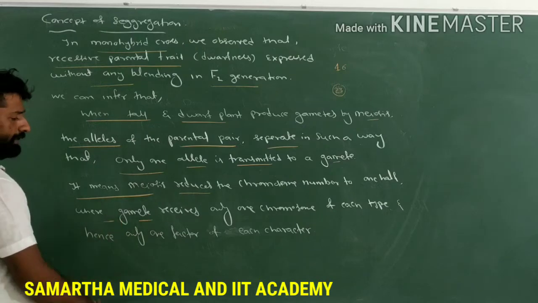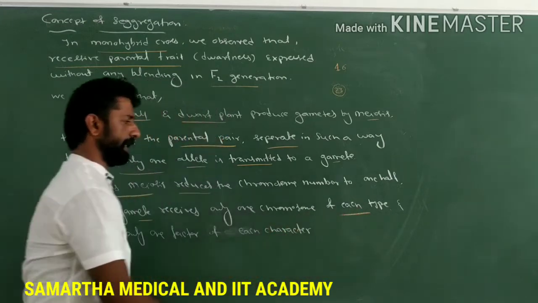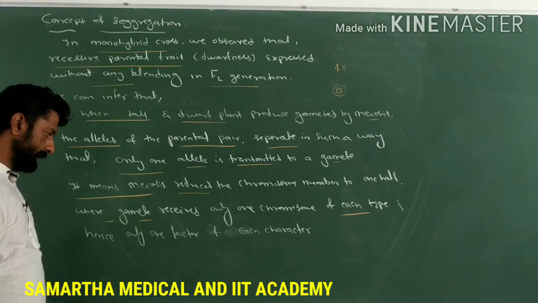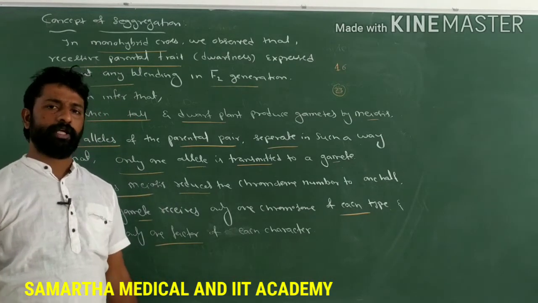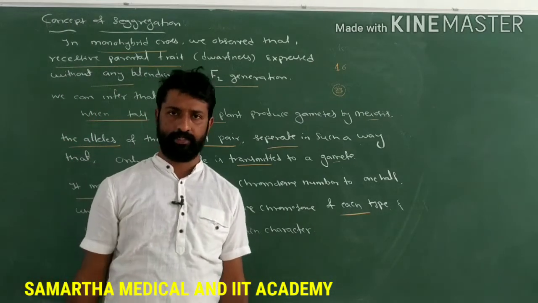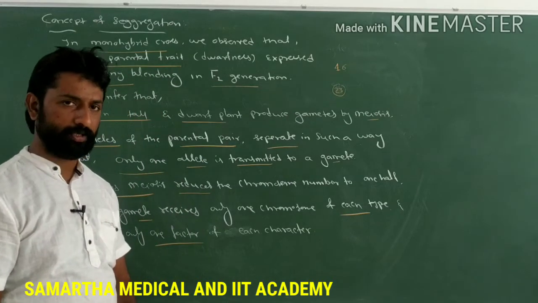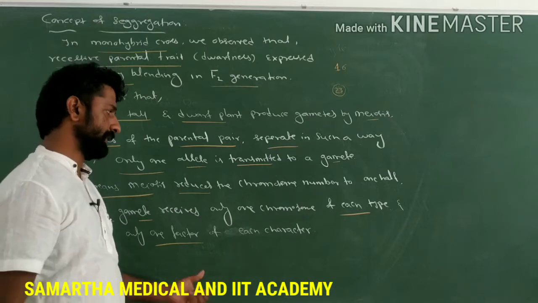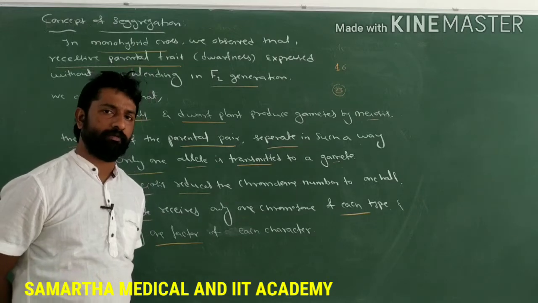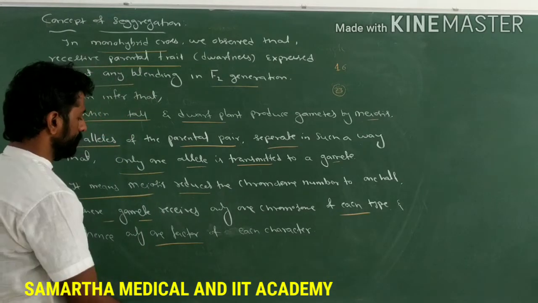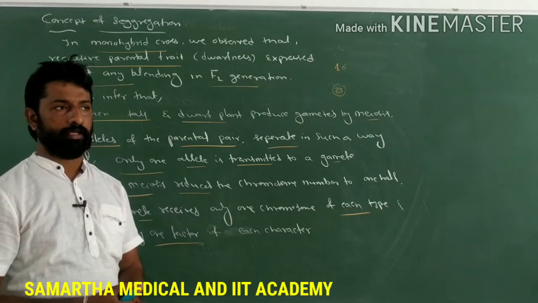So that a gamete always receives only one chromosome for each type of chromosome and only one factor for each character. For each character there will be a presence of 2 factors as alleles, right? But only one factor will be received by the gamete during the formation of the gamete by a process called meiosis. Similarly, from a chromosomal pair, only one chromosome will be received by the gamete for each chromosomal pair. So let's understand this one with an elaborate explanation, by taking an example.